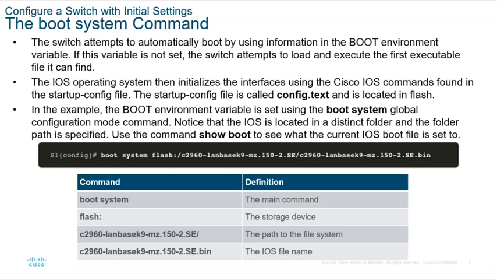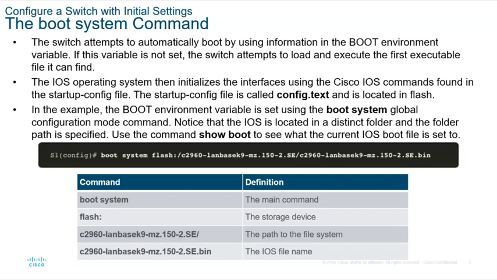So in an example, the boot environment variable is set using the boot system global configuration mode command. Note that the IOS is located in a distinct folder, and the folder path is specified. Use the command show boot to see what the current IOS boot file is set to.